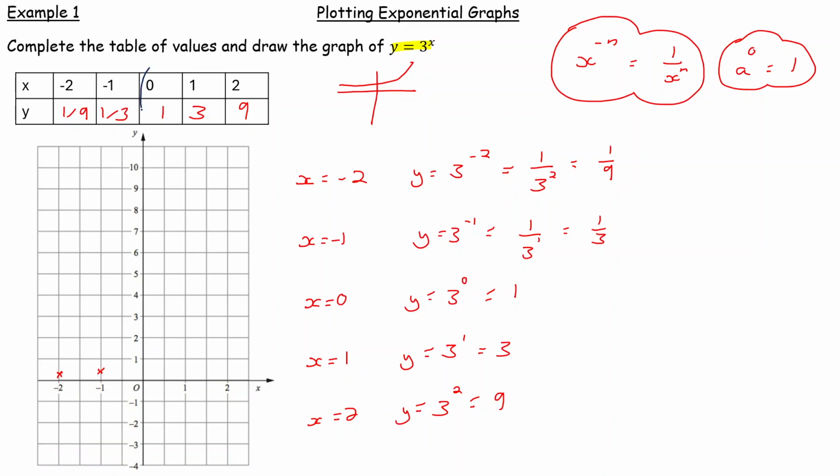When x is equal to 0, we get our y value being equal to 1, which is going to be this point here. And that is a really important point because any exponential, no matter what that number is there, always passes through the point (0, 1), which is something to bear in mind. When x is equal to 1, y is equal to 3, there we go. When x is equal to 2, y is equal to 9, so we go up here.